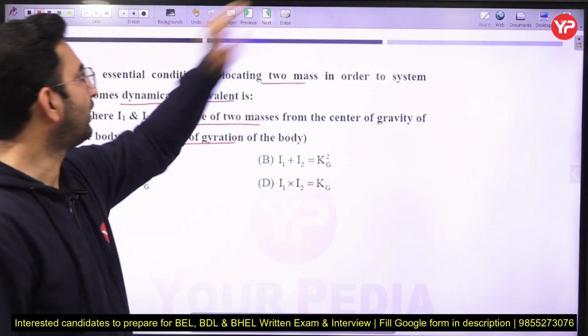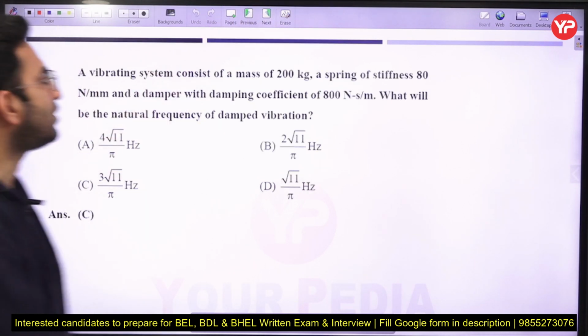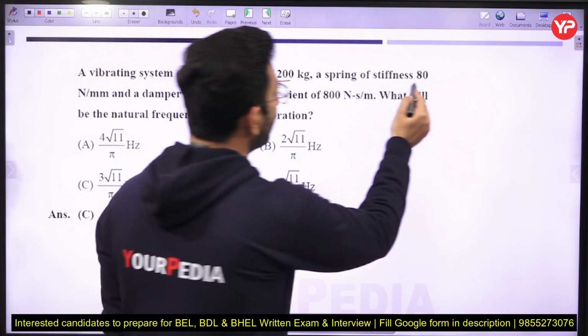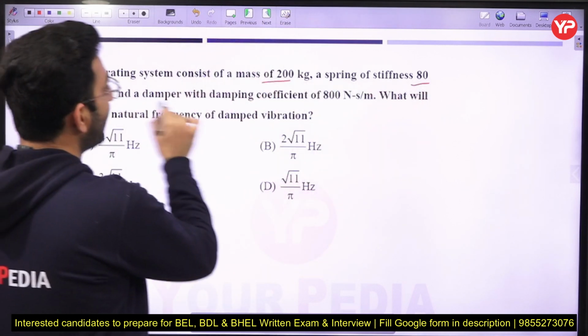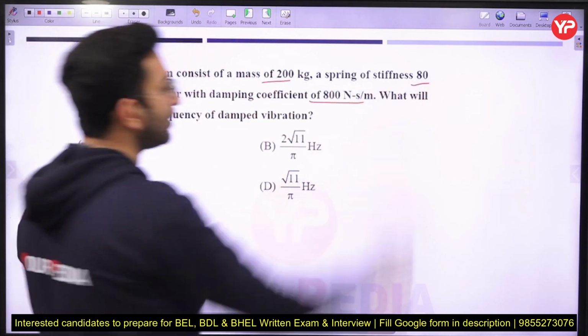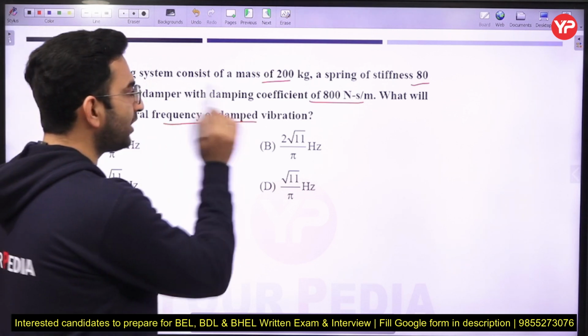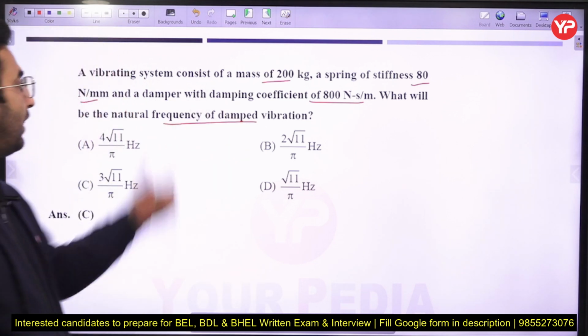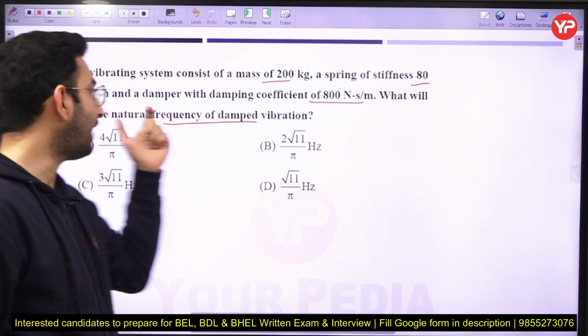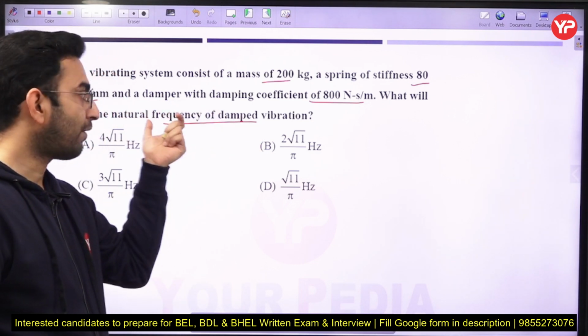Okay, next part: a vibrating system consists of a mass, a spring of stiffness 80 Newton per meter and a damper with a damping coefficient of 800 Newton second per meter. What will be the natural frequency of the damped vibration here? So again, in this question you have to find out the value of the damped natural frequency in hertz.